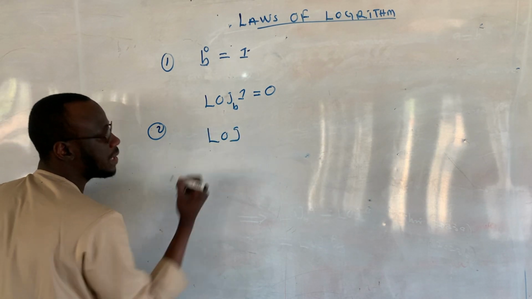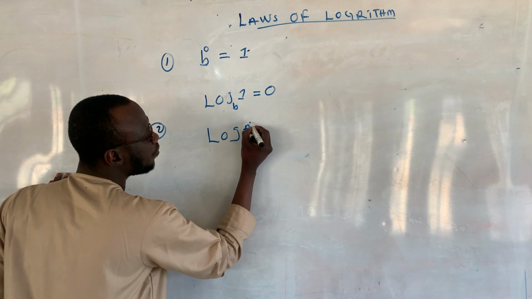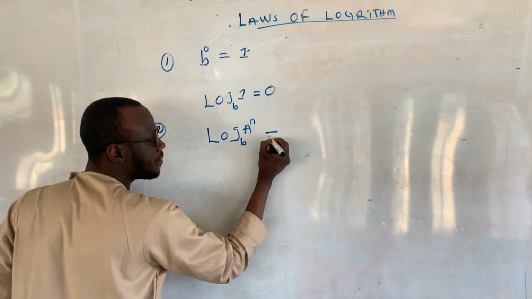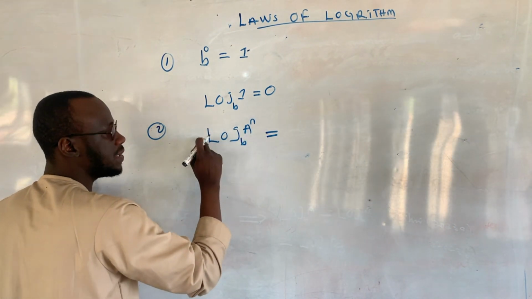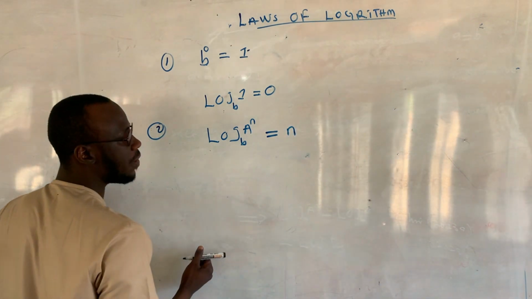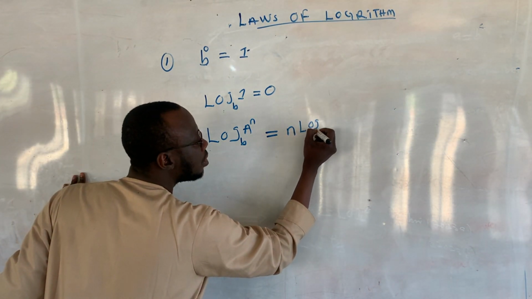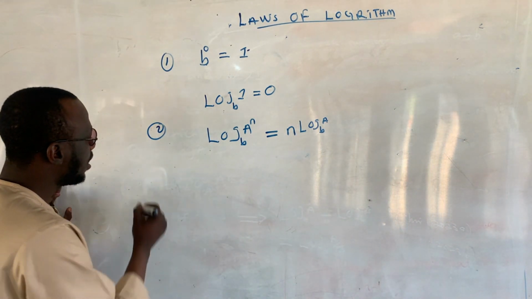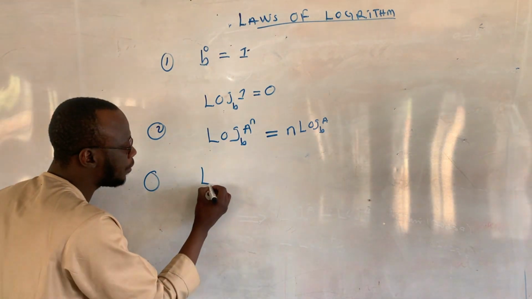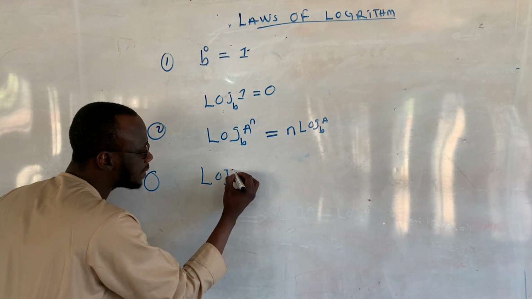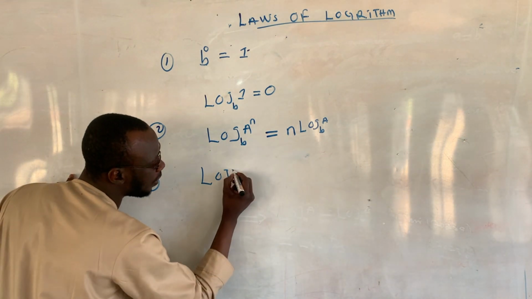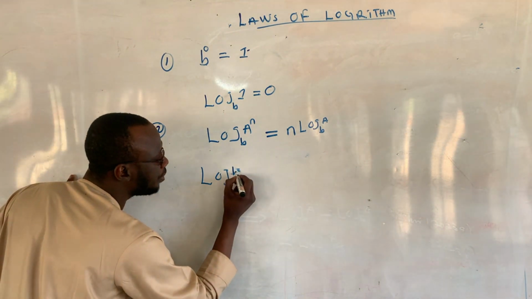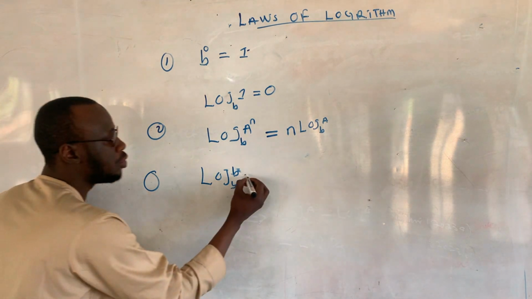Now, for example, the power rule. Here we have log of A to the power of n base B. This will be multiplied by this, so we have n times log A base B. Now again, if we have log B base B, it is equal to 1.